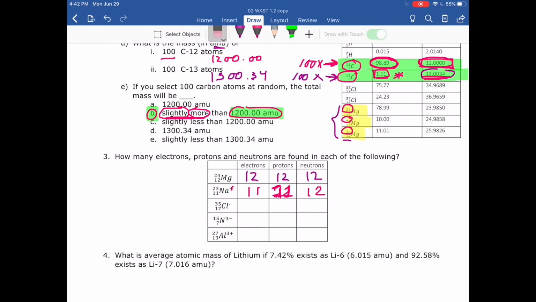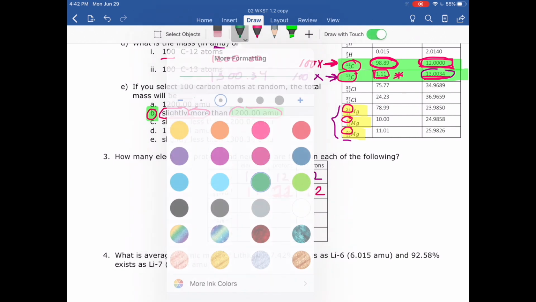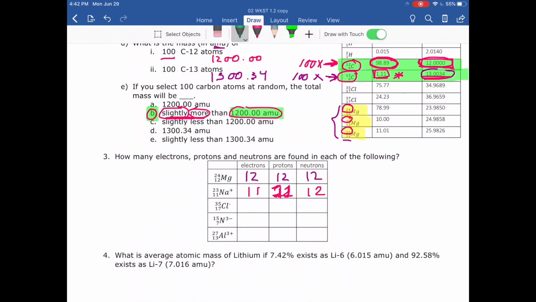Next one is the chlorine. In this case, chloride, because the chloride is the ion. So for the chloride, again, we start with the atomic number. That's going to give us 17. That's going to be the number of protons. The mass number, 35, is going to give us the number of neutrons, because you do 35 minus 17, which is the number of protons. That's going to tell you what the number of neutrons are. And the number of neutrons in this case is going to be 18.